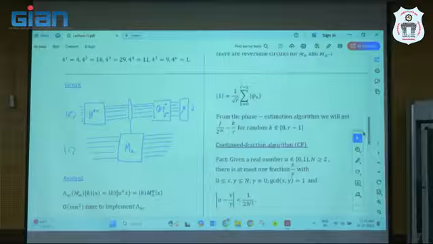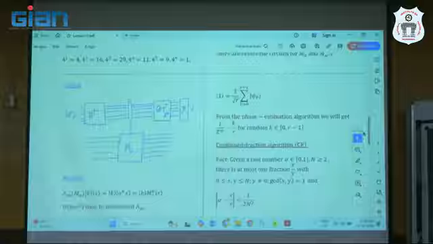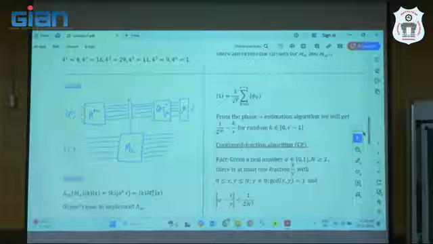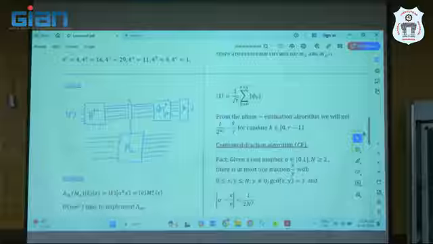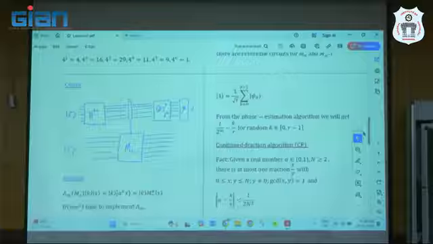Continued fraction algorithm. Okay? Have you ever heard of the continued fraction algorithm before? What does it do? Given a real number alpha, and a number n, there is at most one fraction x over y with x and y both between 0 and n, y not equal to 0, x and y relatively prime, and x over y is a good approximation of alpha. How good? Error 1 over 2 to the n square.